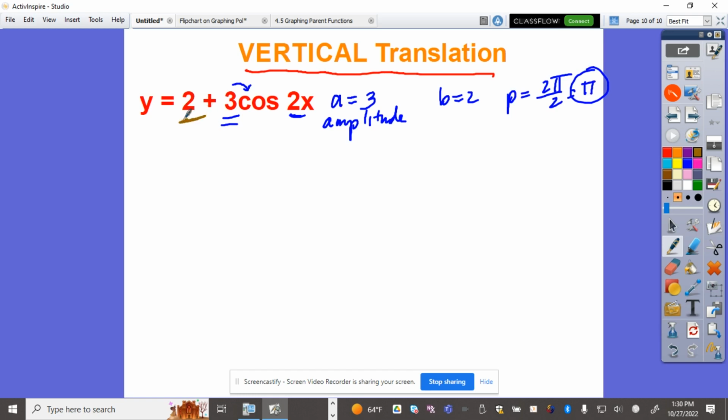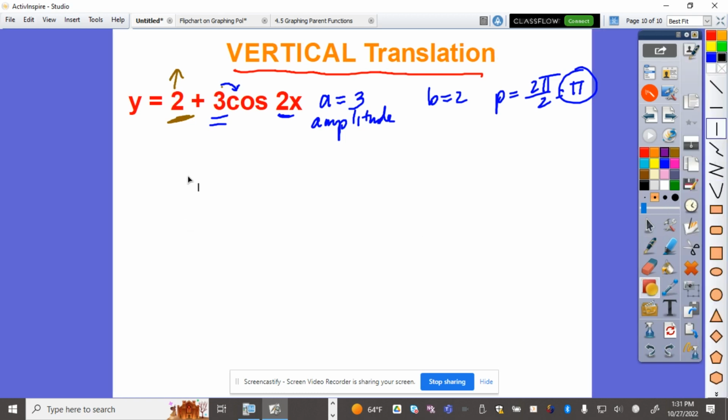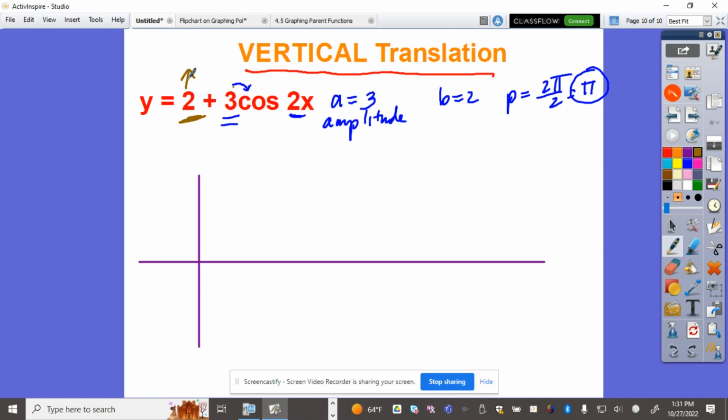Then this 2 here, the one being added to this term, that is your vertical shift. That means everything will go up by 2. So there are several ways of doing this one. Let me do it from a different perspective. Let's say that the graph has no 2 there yet, so don't look at this 2. Let's graph it as if it's 3 cosine 2x. So basically, we're hitting two problems in one.